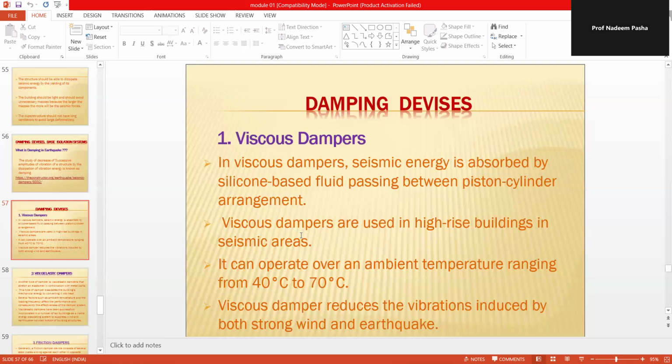The viscous damper reduces the vibration induced by strong wind and earthquake. So what is the purpose of using viscous dampers in high-rise buildings in seismic areas? Because they reduce the vibrations induced by both strong wind and earthquake. It reduces the vibrations, as a result of which the amplitudes also decrease.